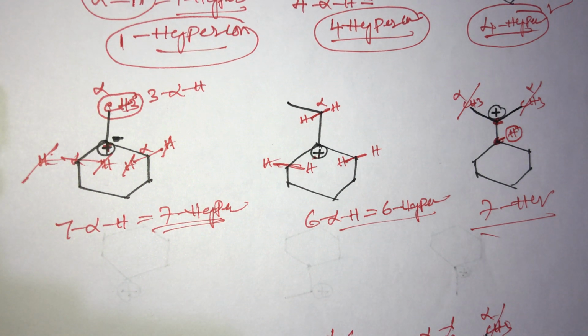The more hyperconjugates, the more stable. So hyperconjugation stability depends on the number of hyperconjugates. The more the number of hyperconjugates, the more stable. Students, this is very important for NEET, JEE and other competitive exams also.